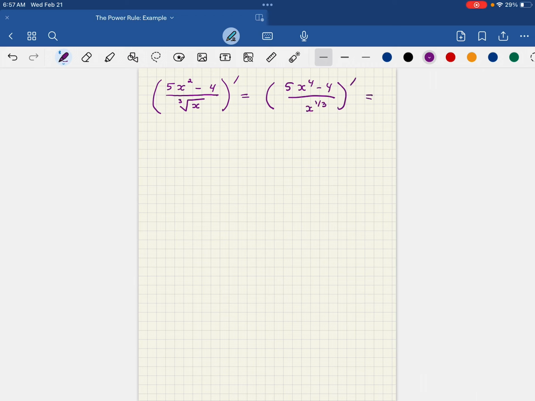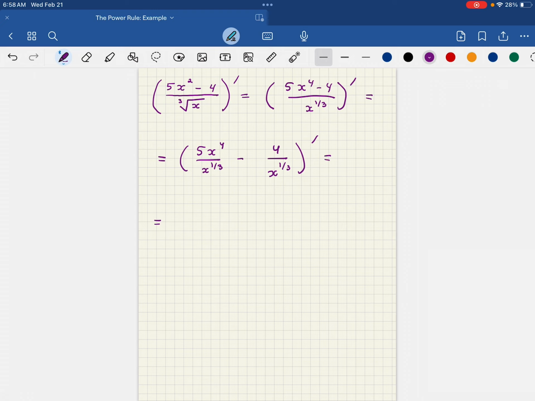And next, let's go ahead and divide the two terms in the numerator by the denominator. In other words, I'll split the fraction into two fractions. 5x to the power 4 over x to the power 1/3 minus 4 over x to the power 1/3.